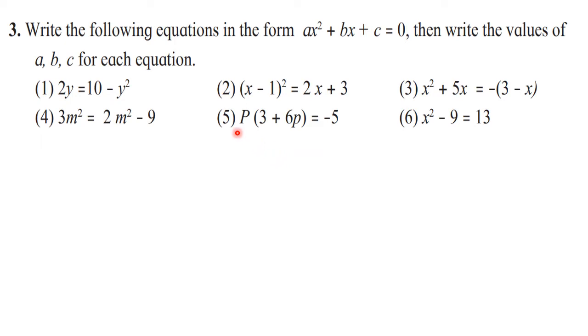All of you please be ready with your notebooks and pens so that you can write down the solutions easily along with me. Question number 3 is, write the following equations in the form of ax square plus bx plus c is equal to 0, that is the standard form of quadratic equations. Then write the values of a, b, c for each equation. So what we have to do here is, we have to first convert the given equation in standard form, and then compare with standard form to write down the values of a, b, c.